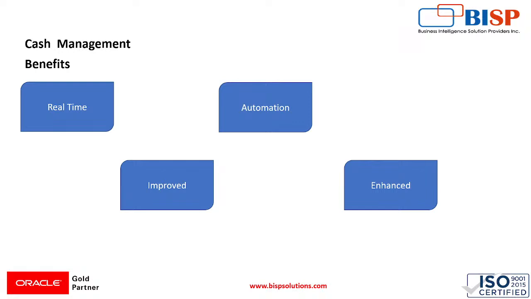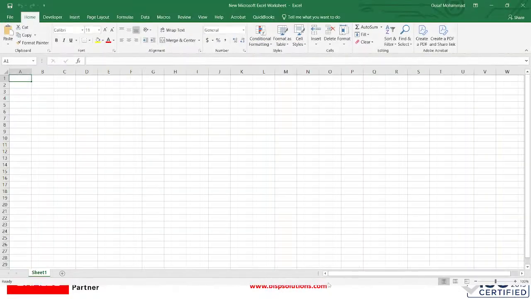Okay, so this is the benefits of cash management. We will go and see how the cash management will work. Suppose here is the bank statement that is available, and here is the transaction statement that is available in the application. So suppose I have given the serial number, or the reference number, we can say.